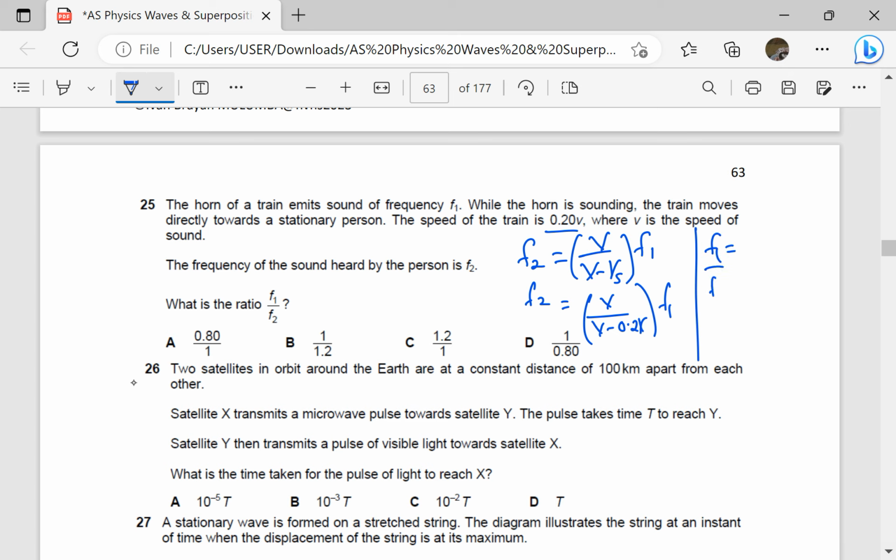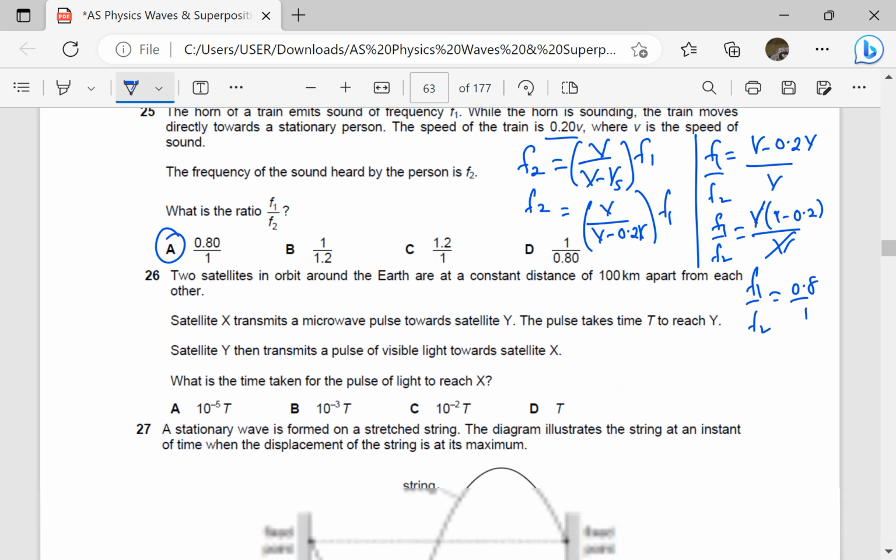F1 over F2 is going to be V minus 0.2 V divided by V, which is 1 minus 0.2. So F1 over F2, V has cancelled. It is a common factor, V into 1 minus 0.2 over V. So this is 1 minus 0.2, that is 0.8. So F1 over F2 is going to be 0.8 divided by 1. So the answer is A.